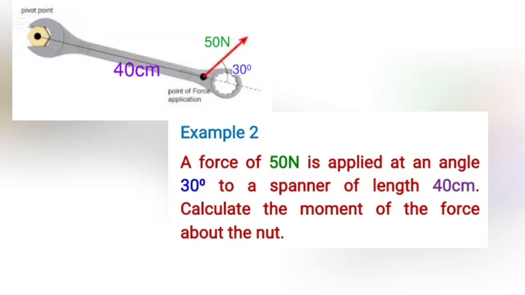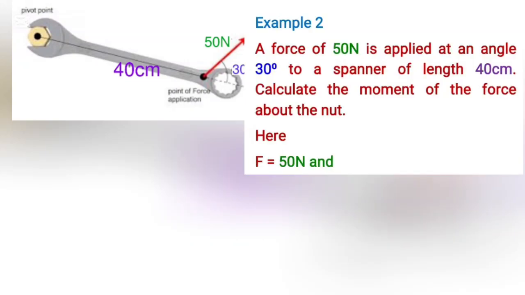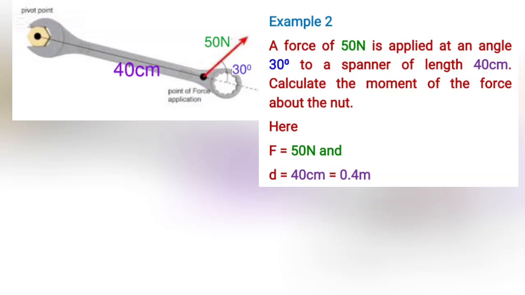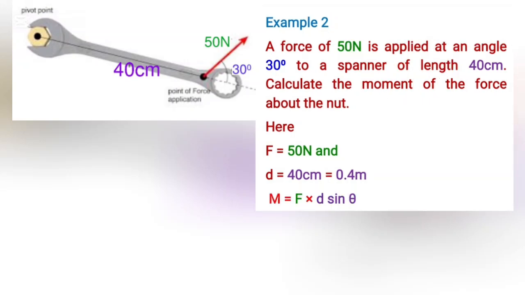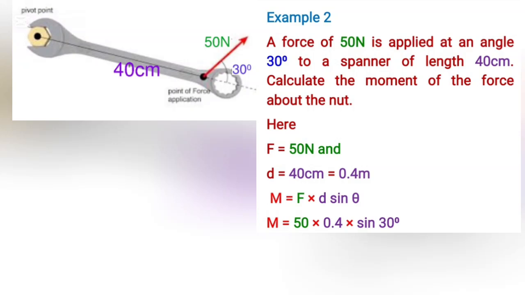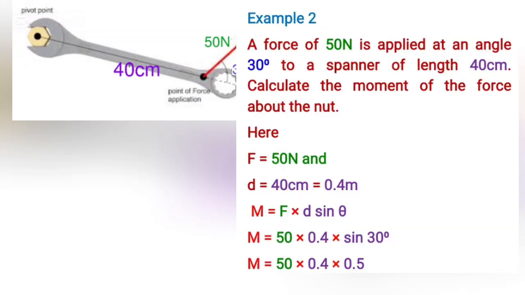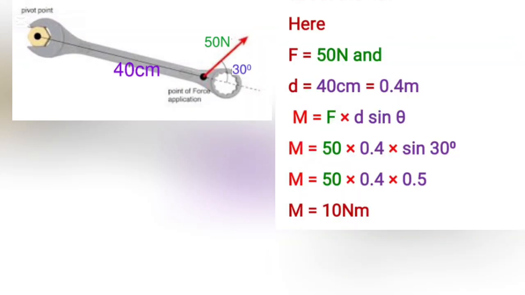Example 2. A force of 50 Newton is applied at an angle of 30 degrees to a spanner of length 40 cm. Calculate the moment of the force about the knot. Here, F = 50 Newton and d = 40 cm, which is equal to 0.4 meters. M = F × d × sin θ. M = 50 × 0.4 × sin 30°. M = 50 × 0.4 × 0.5. M = 10 Newton meter.